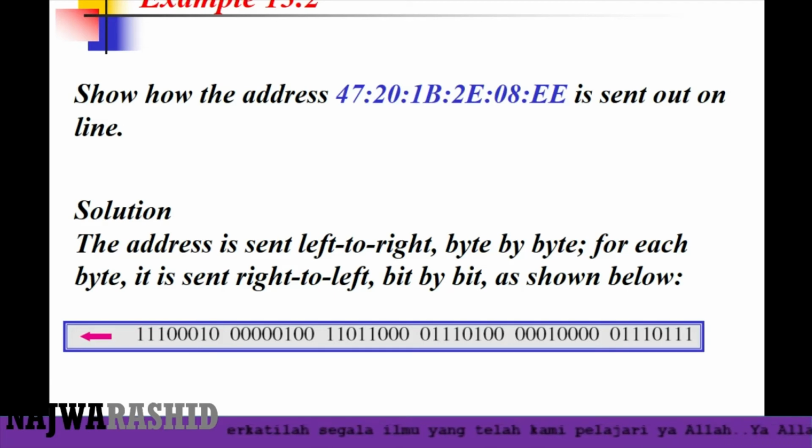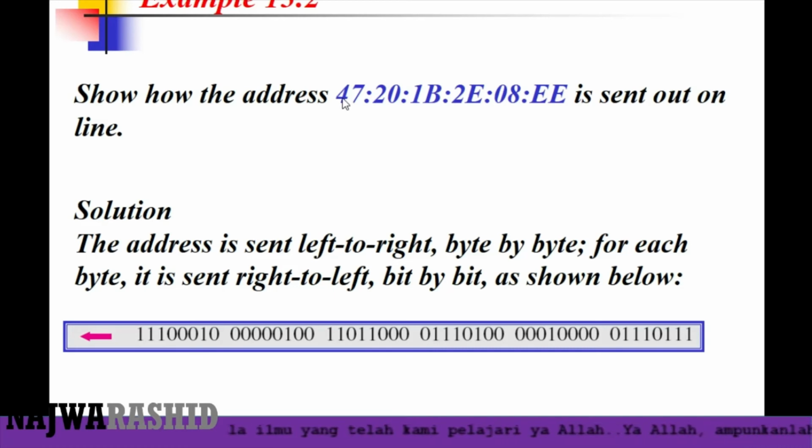And then it will send left to the right, byte by byte. So that means it will send 47 first, and then 20, and then 1B, and then 2E, 08, EE. And for each byte, it is sent right to the left. So that means it sends 7 first, then 4.